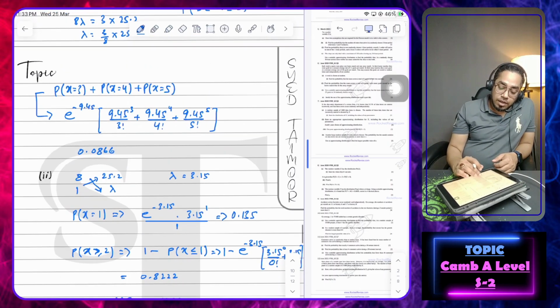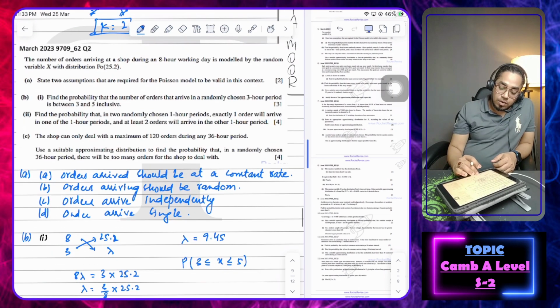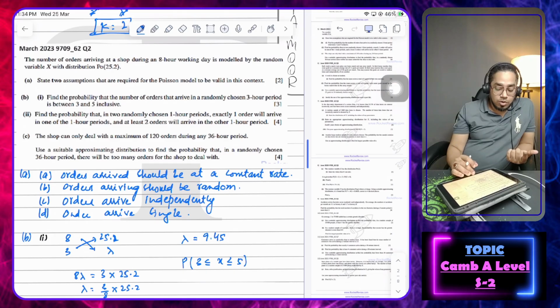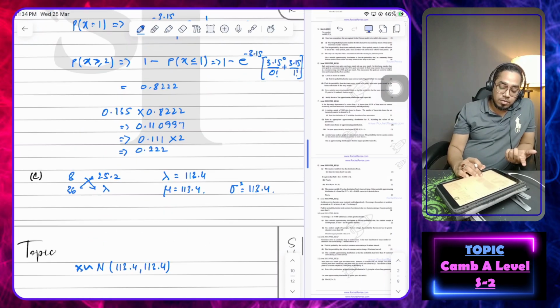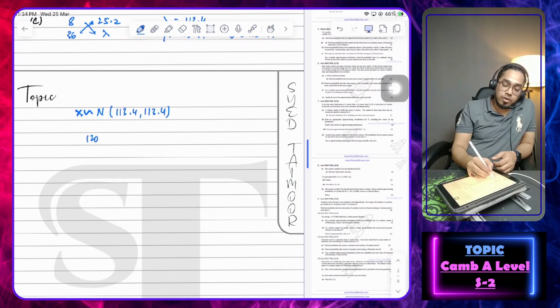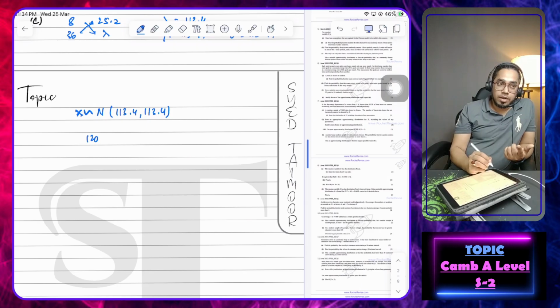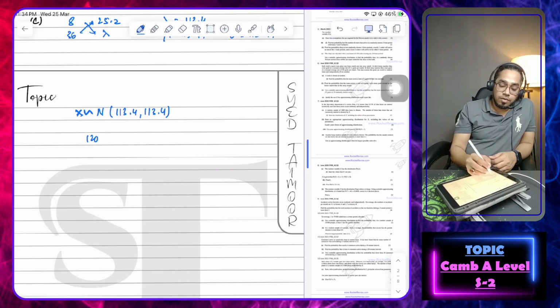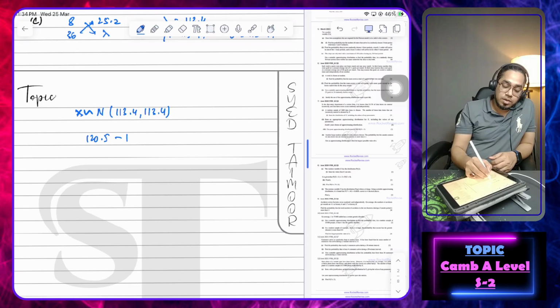And how are we going to calculate the probability? Maximum 120. There are too many orders for the shop to deal. So it is going to be 120 orders maximum. So if I am interested to know about the probability of too many, so greater than 120, so 120.5 minus 113.4, divided by under root of 113.4.